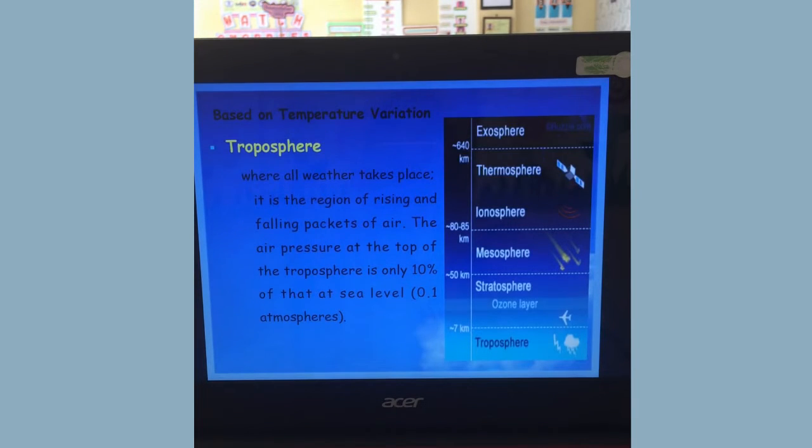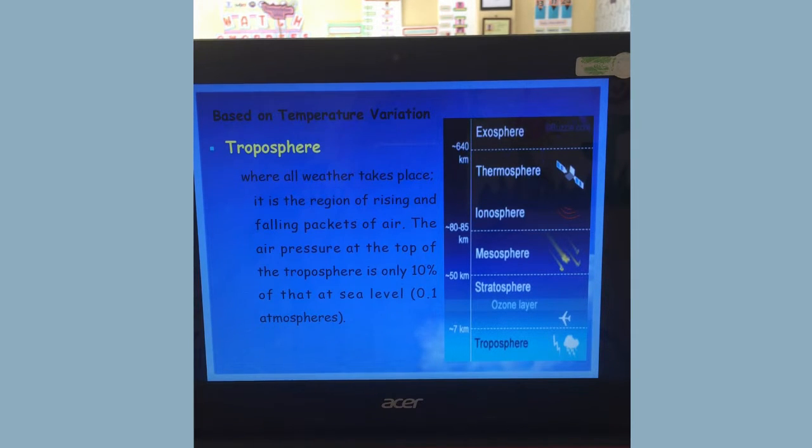The next are the layers of the atmosphere based on temperature variation. The first one is the troposphere. It is where all weather takes place. It is a region of rising and falling packets of air. The air pressure at the top of the troposphere is only 10% of that at sea level, or 0.1 atmosphere. The troposphere is the layer of the atmosphere where storms emerge.